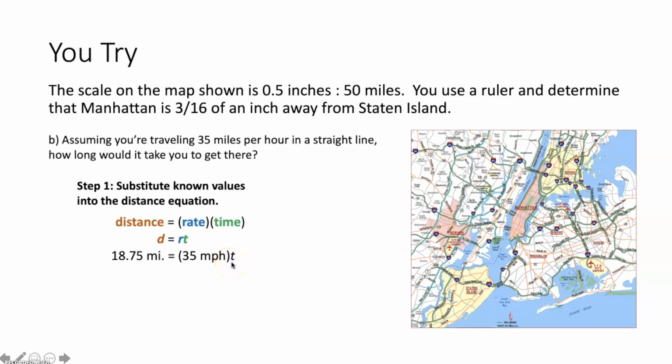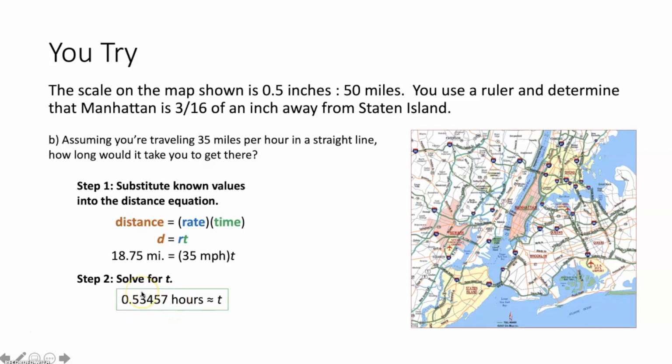How do we find that? Well, we just solve this equation for T. We divide both sides by 35 and we get T is approximately equal to 0.5345 of an hour. Now you can't leave your answer like this because nobody knows what this means. You're never going to ask somebody, how long is it going to take me to get there? They're going to say 0.5345 of an hour. No, they're going to tell you how many minutes it's going to take.